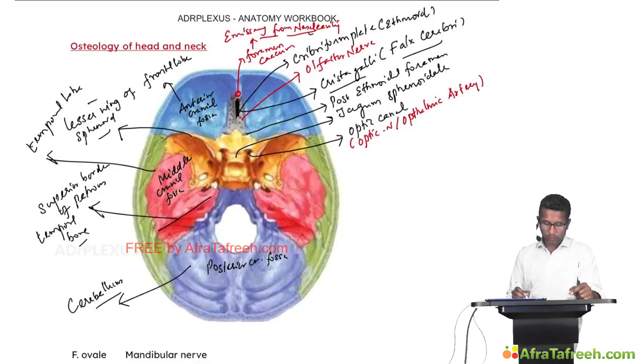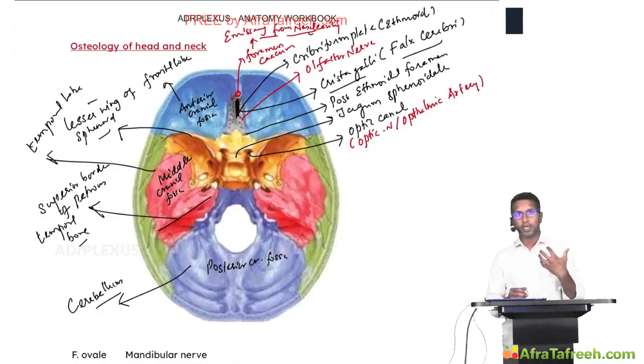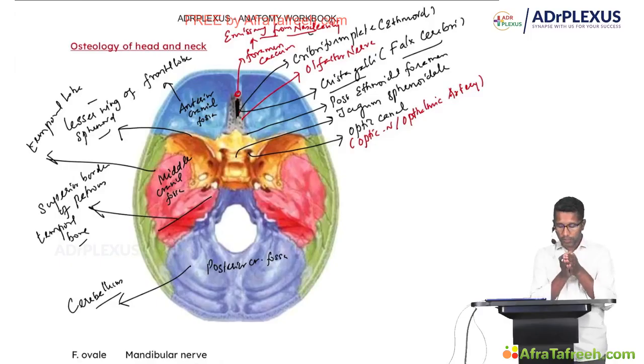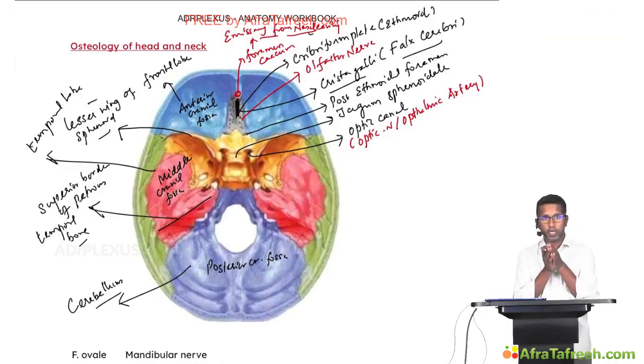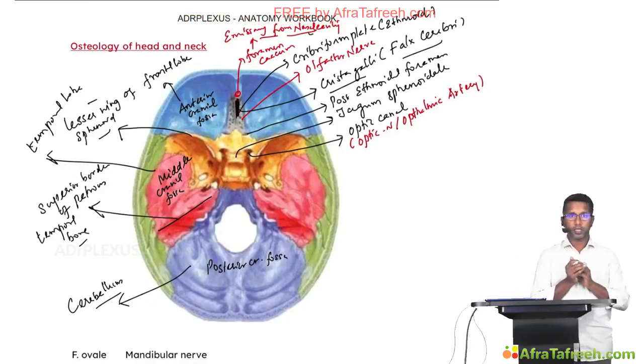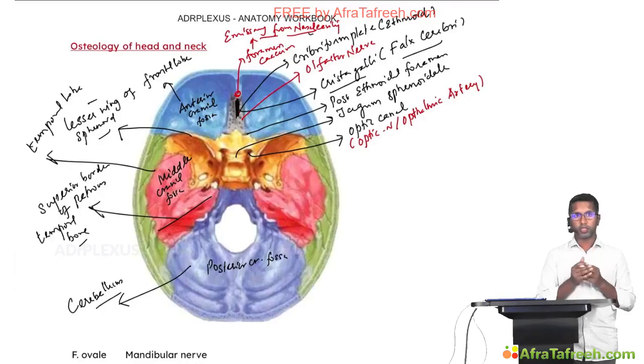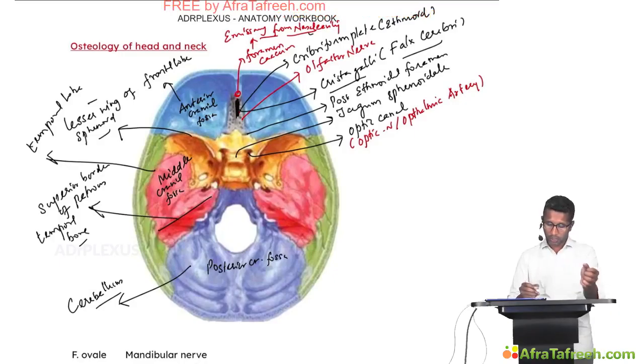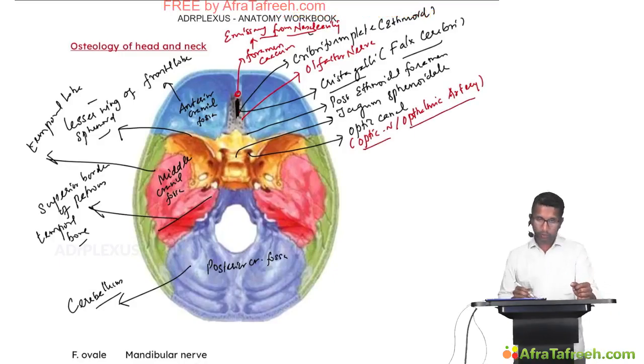Very important area we are discussing. So you got the jugum sphenoidale, and on either side of it we have an opening. This opening is called the optic canal. The optic canal is formed between the two processes of the sphenoid bone with the body of the sphenoid bone, and it transmits the optic nerve and the ophthalmic artery.